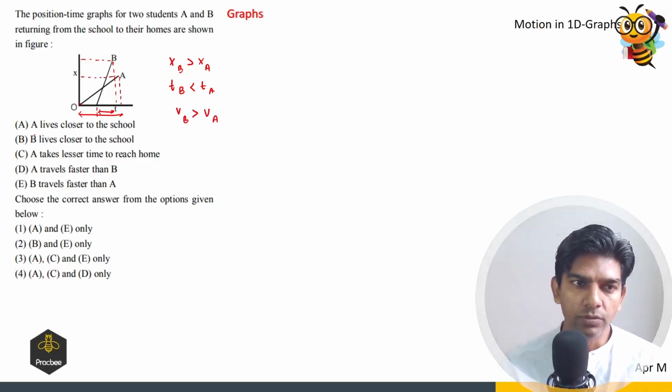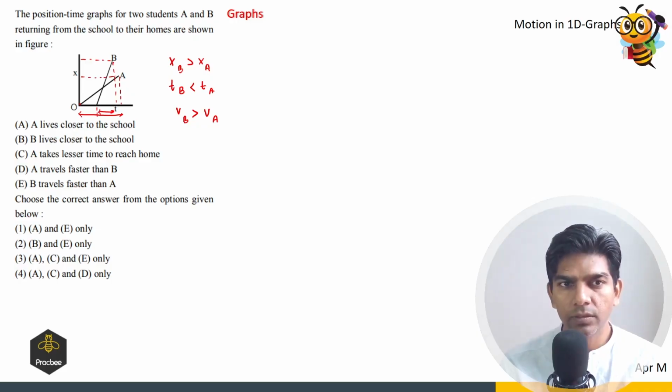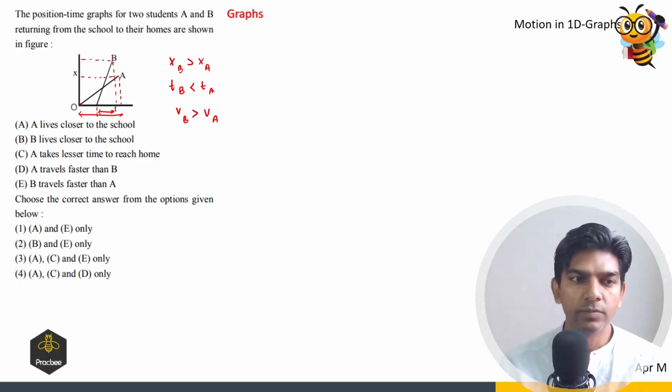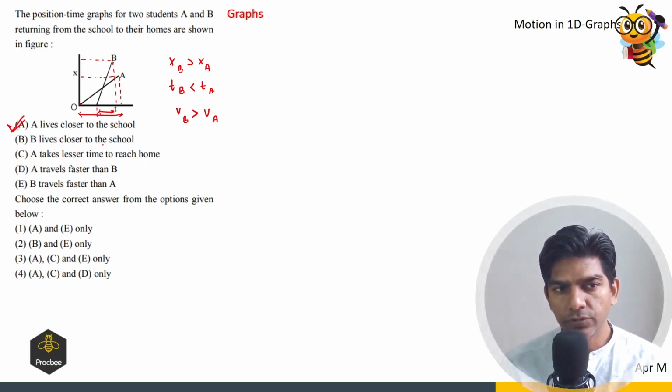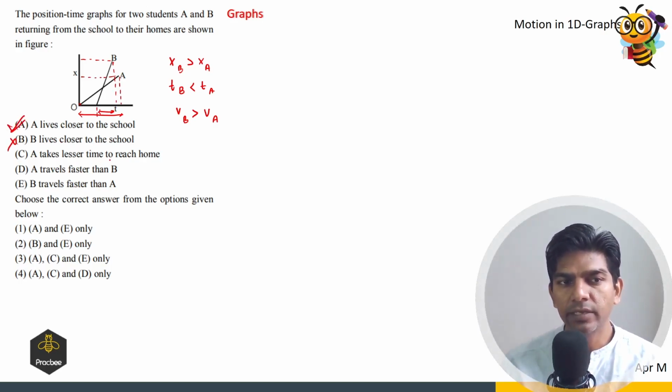Now let us see the options. So A is given as: A lives closer to the school. Yes, because it has covered less displacement. So A is correct. B lives closer to school. That is incorrect. A takes lesser time to reach home. So A is taking more time. So C is incorrect. A travels faster than B. That is incorrect. B travels faster than A. That is correct. So A and E are the correct statements. So option 1 should be the answer.